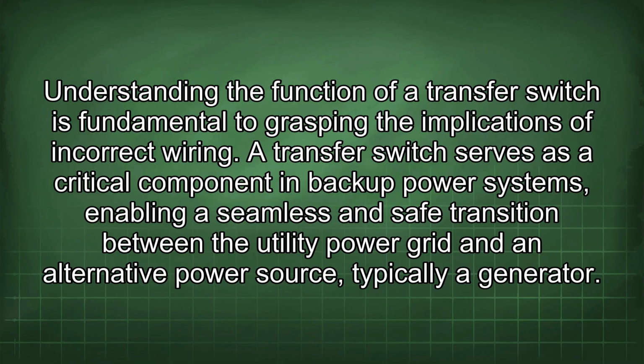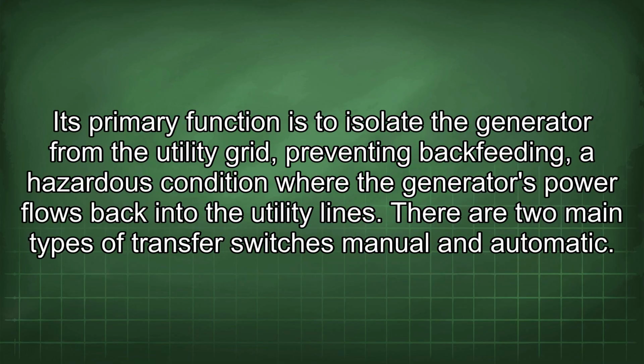Understanding the function of a transfer switch is fundamental to grasping the implications of incorrect wiring. A transfer switch serves as a critical component in backup power systems, enabling a seamless and safe transition between the utility power grid and an alternative power source, typically a generator. Its primary function is to isolate the generator from the utility grid, preventing backfeeding, a hazardous condition where the generator's power flows back into the utility lines.